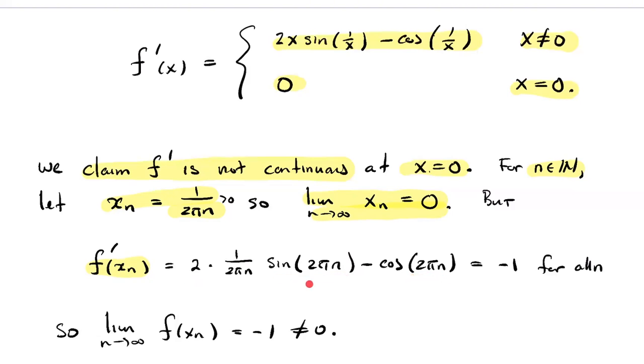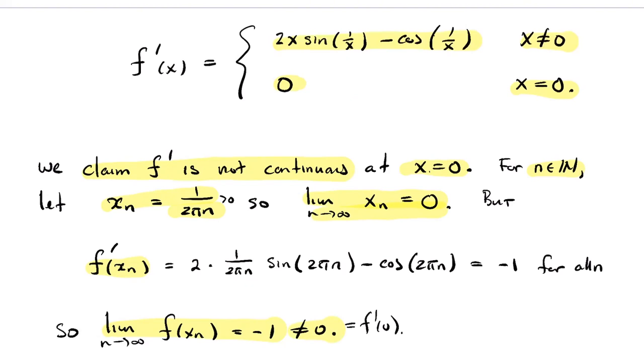But you know from trigonometry that the sine of any integer multiple of 2 pi is 0. So this first term is gone. The cosine of any integer multiple of 2 pi is 1. So this image sequence is constant. It's equal to -1 for every n. Well, a constant sequence has a limit, and its limit is its constant value. So the image sequence converges to -1, but that's not f prime of 0. Okay, so that proves it. F prime is not continuous at x equals 0.